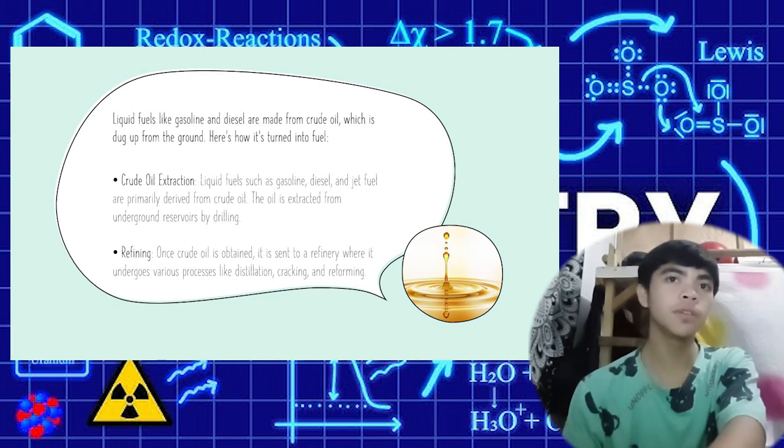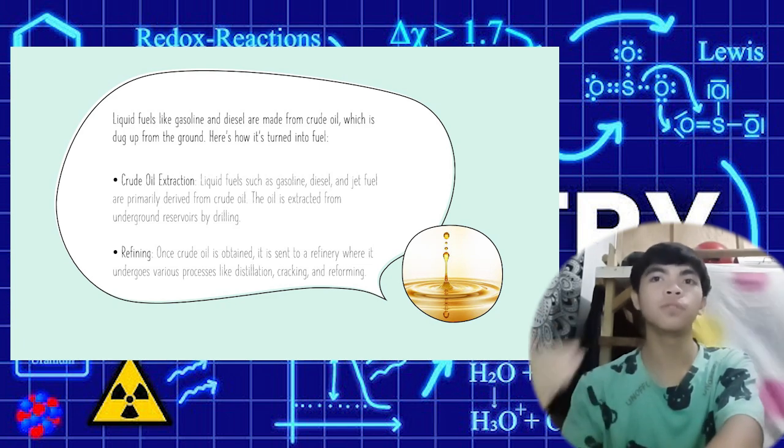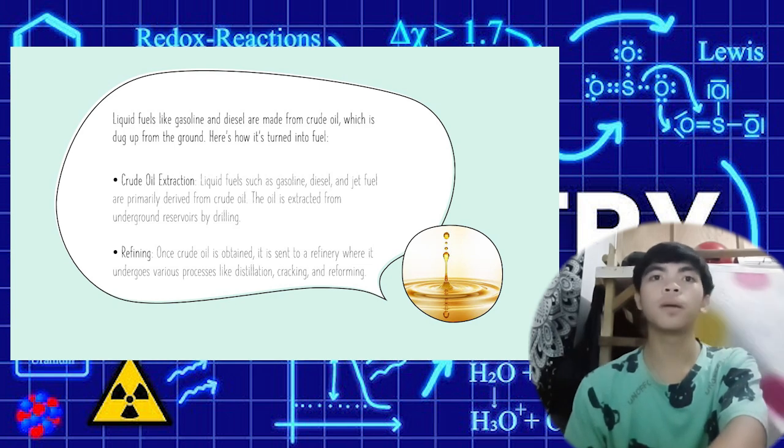Liquid fuels like gasoline and diesel are made from crude oil, which is dug up from the ground. Here's how it's turned into fuel.